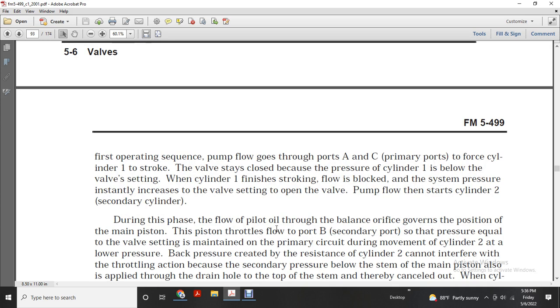In the first operating sequence, the pump flow goes through ports A and C to the primary port, forcing cylinder 1 to stroke at a pressure low enough to keep the valve closed. When cylinder 1 finishes its stroke, the flow is blocked and the system pressure instantly increases to the valve setting. The valve opens and the pump flow strokes cylinder 2, the secondary cylinder.